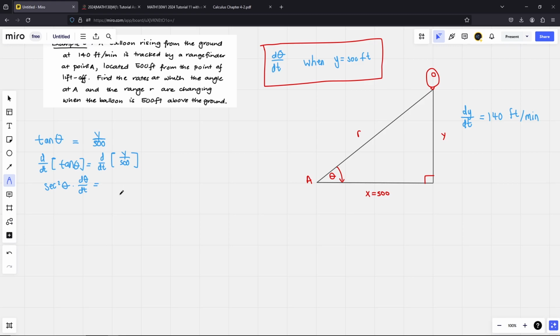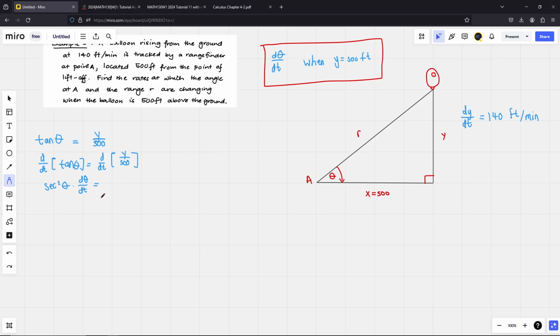Now the reason I wanted y on the numerator is because if I take the derivative of this, I'm going to have to use the quotient rule. And the quotient rule always says that I'm going to have the bottom squared. So if I had y on the bottom, it's going to be y squared. And I don't really want y squared on the bottom, I want 500 squared on the bottom, which will be much easier to simplify.